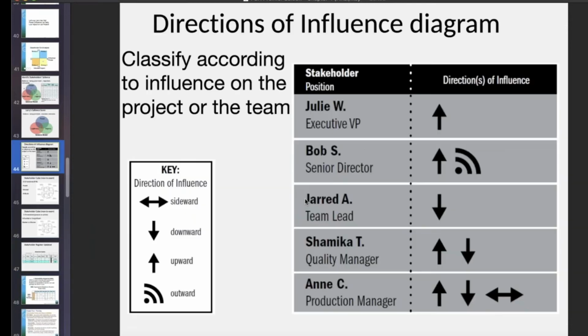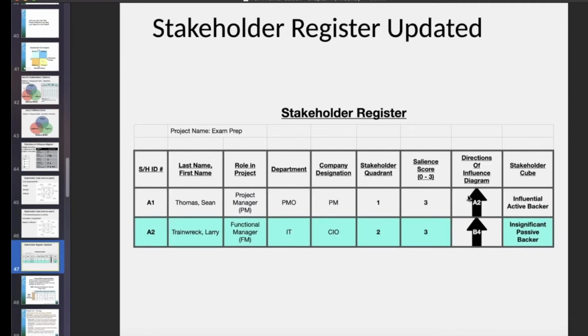So the way a directions of influence diagram works is you write the person's name down and then who they can affect, whether it's someone above them, below them, left, right, or that you tell this person and they hang out at that water cooler and they tell everybody else. It's kind of an outward, like they're on a soapbox. You tell them and they'll tell everybody. It could be all. It could also be positional. Either the CIO, so everybody gets an email blast, sort of thing, and then you update that.